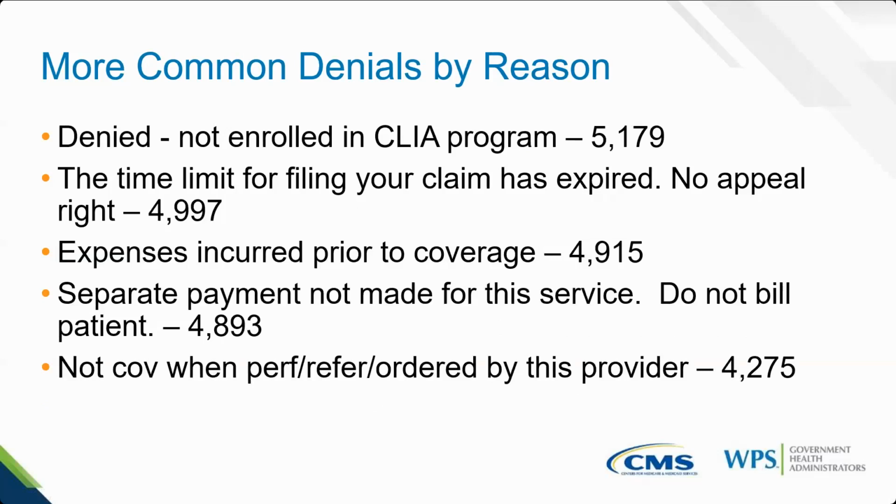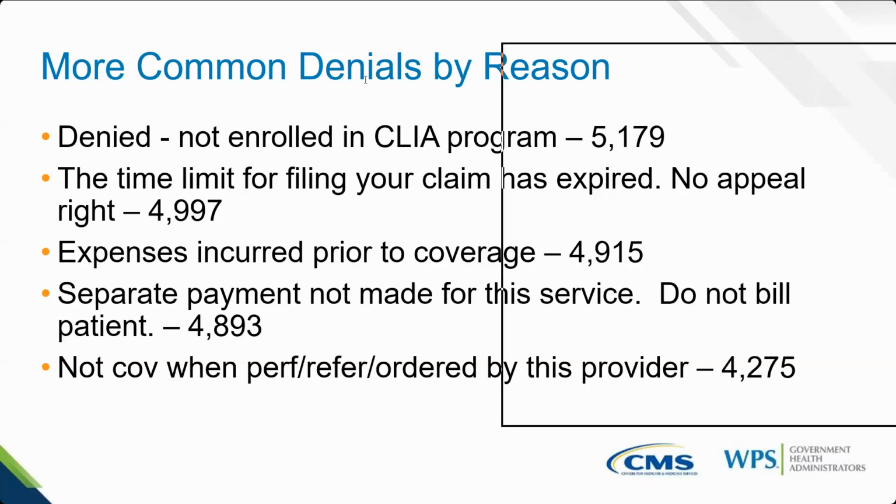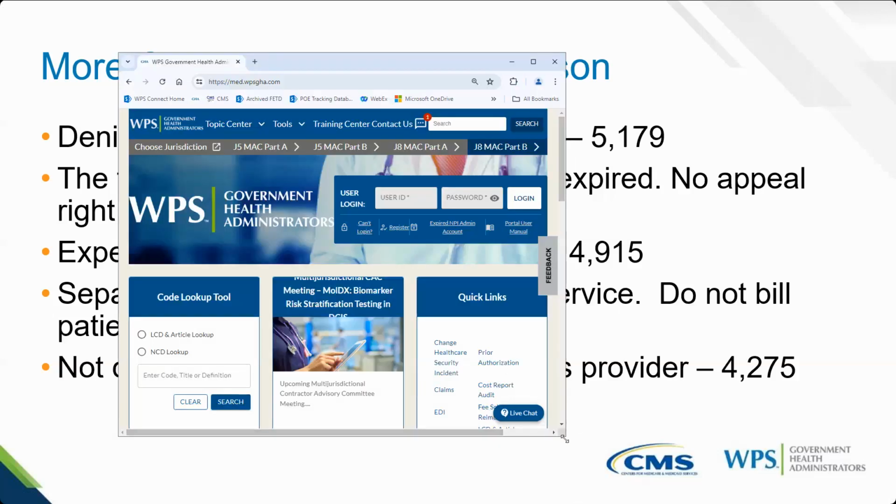The time limit for filing your claim has expired. And look at the next part, folks: no appeal right. There is no appeal right for a claim that is denied, or claim line denied, because the filing limit has expired. There is actually, for this one, and I'm going to pull over our website because I want to show you this information because it's so very, very popular. A commonly asked question, I guess, if you will.